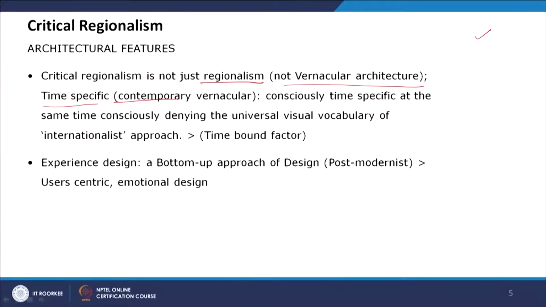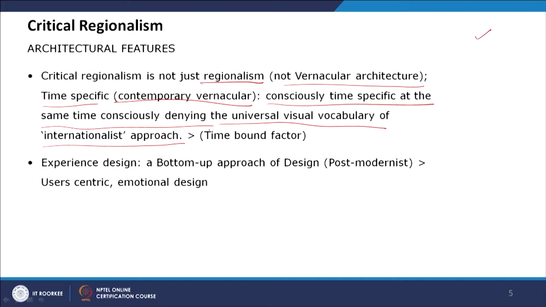It might take the inspiration of the local surroundings or the nature of that particular design as well. So it is time specific, it is a contemporary vernacular. So vernacular will be changed into the contemporary. That's one aspect of critical regionalism: consciously time specific, at the same time consciously denying the universal visual vocabulary of the internationalist approach.